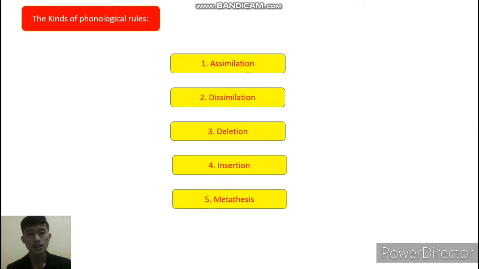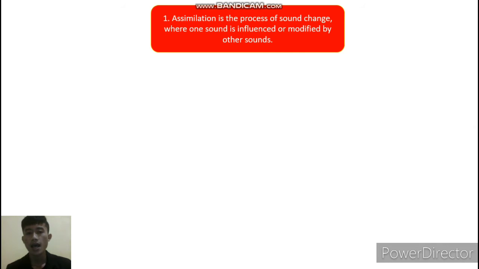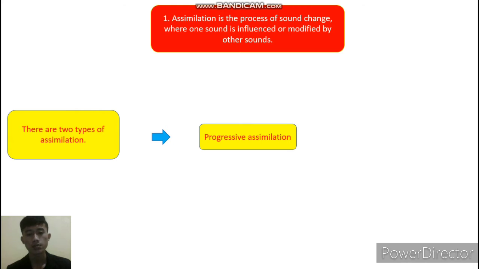So let's move to assimilation first. Assimilation is the process of sound change where one sound is influenced or modified by another sound. Then there is some change or modification in assimilation from the pure word or the real word. Here there are two types of assimilation. First, progressive assimilation, and second, regressive assimilation. Now let's start with progressive assimilation first.